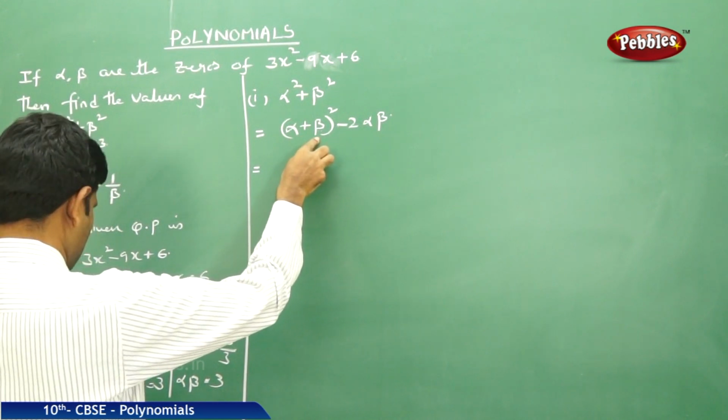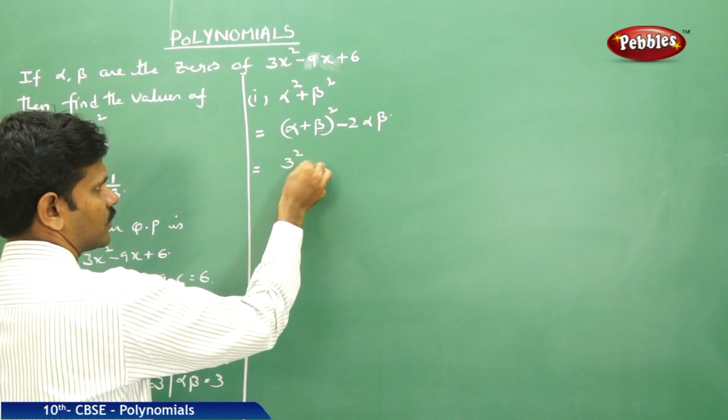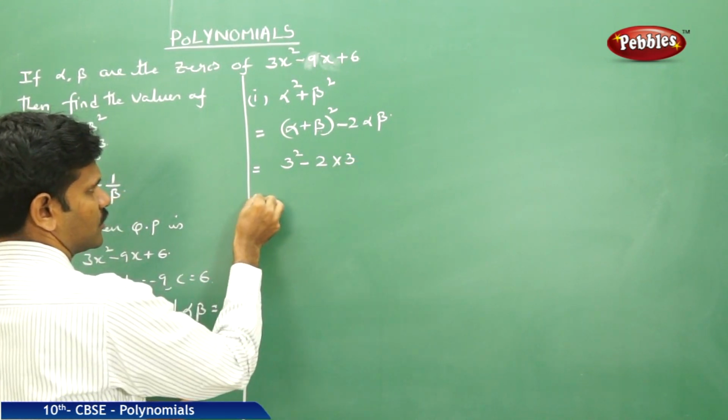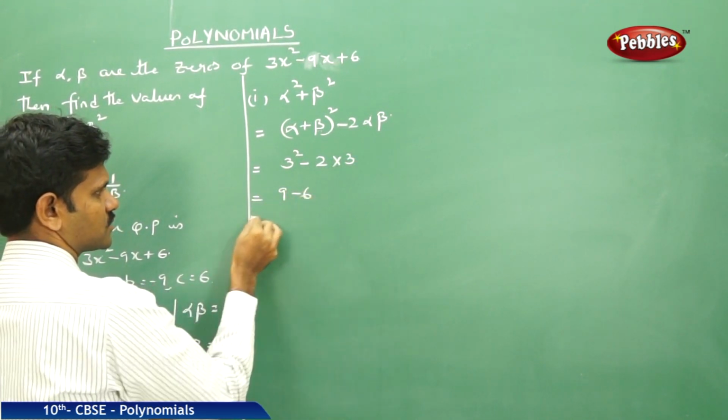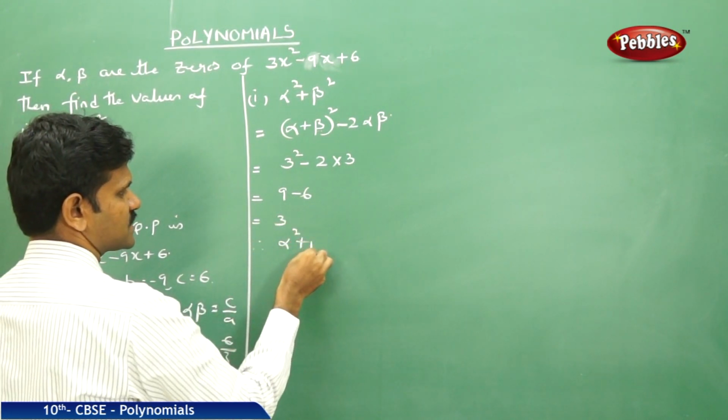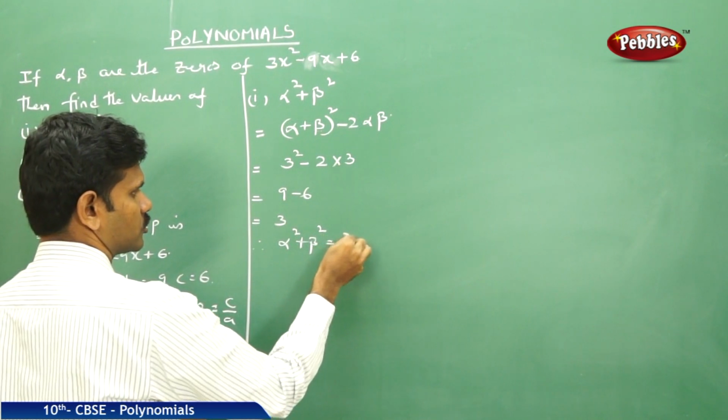Now alpha plus beta nothing but 3 square minus 2 times alpha beta nothing but 3, that is 9 minus 6, which is equal to 3. Therefore alpha square plus beta square is equal to 3.